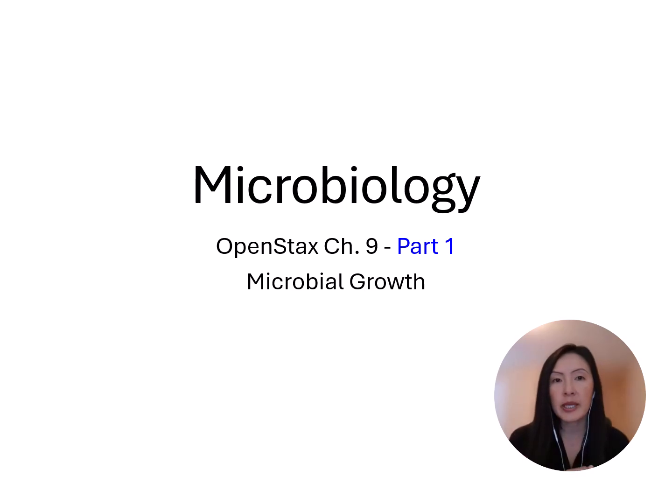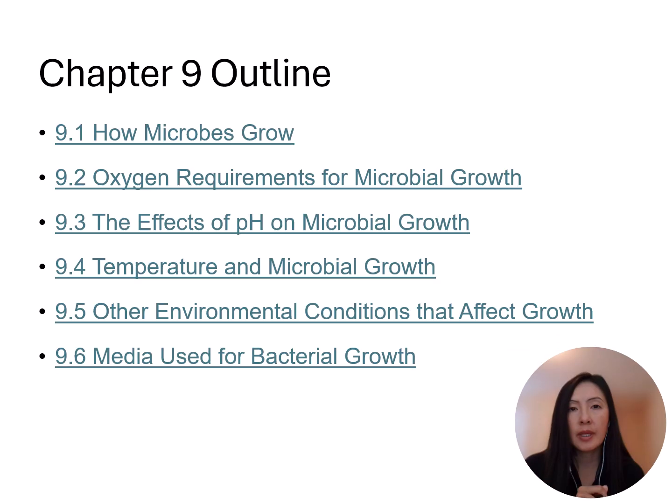Welcome back to Chapter 9, Part 1. In this lecture, we'll look at microbial growth. This chapter covers how microbes grow, as well as their requirements for growth, such as pH, oxygen, temperature, as well as other requirements. We're also going to look at the type of media required for growth. But in this video, we're going to focus on 9.1, microbial growth.